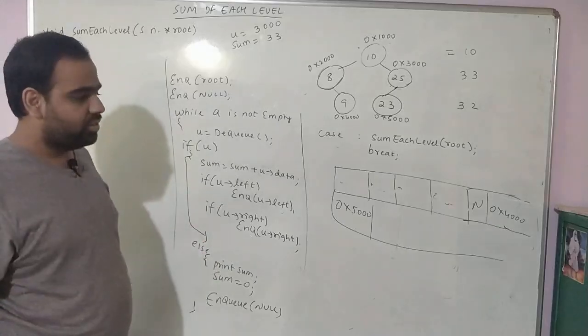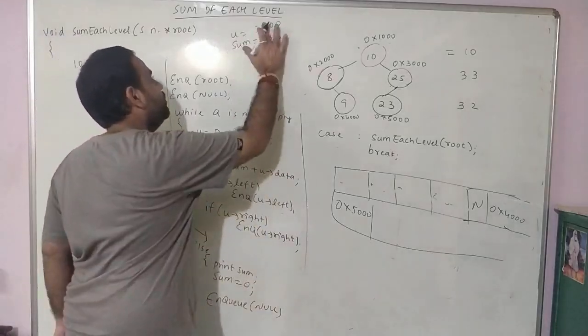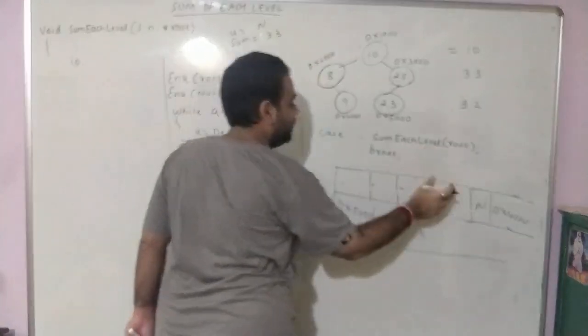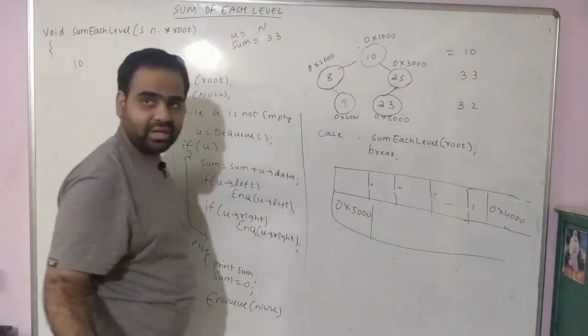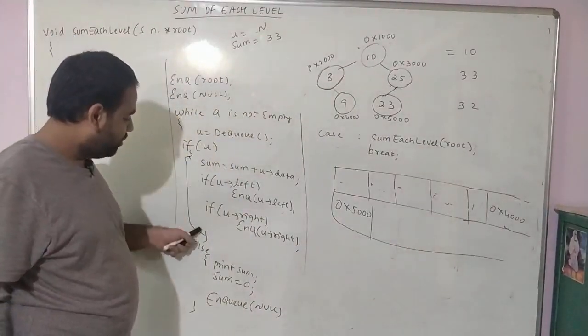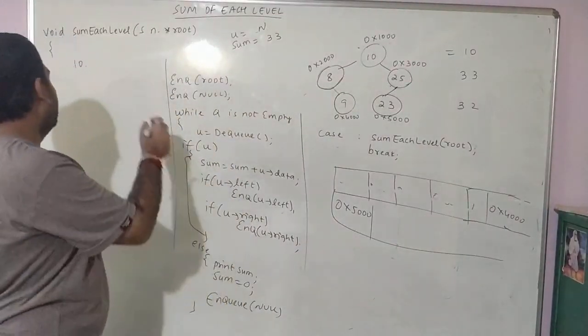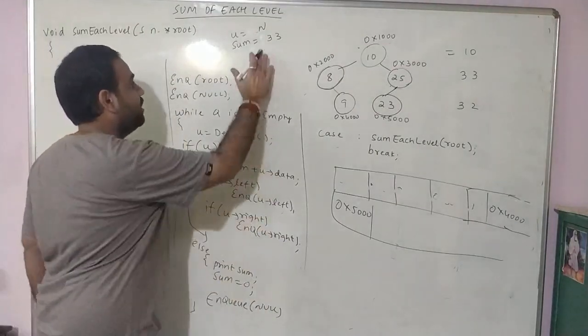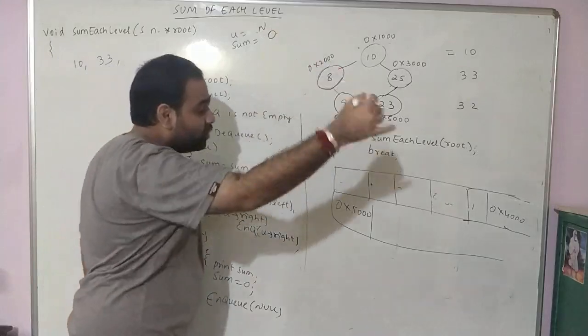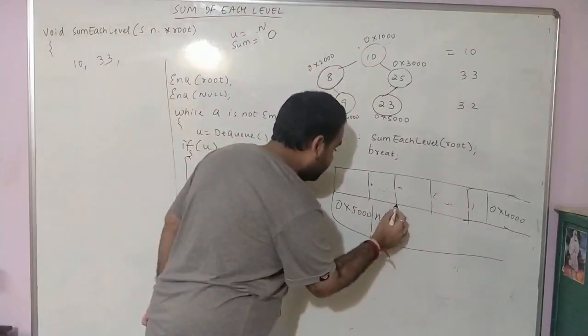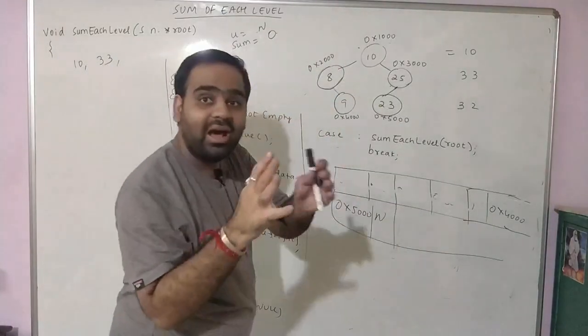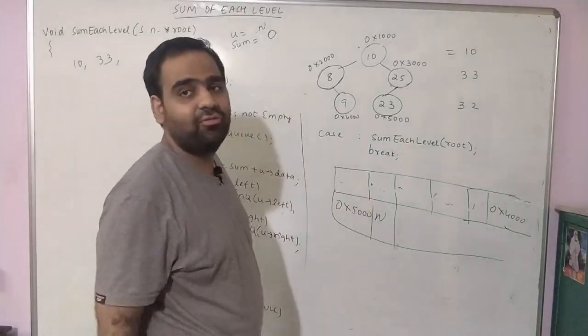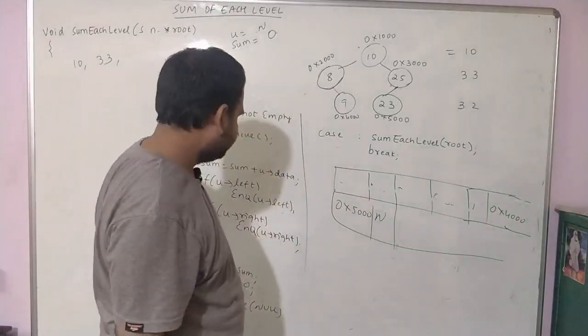Go back. Q is not empty. Yes, u is equal to dq. Now, what do you dq? You dq null over there. Is that okay? Now, if u is null, you come over here and print the value of sum. What is the value of sum? 33. 33 is printed, and again you make sum equal to 0. Now, you enqueue the null back, saying that this 4000 and 5000 are in the same level. That is what we are taking the help of null for.